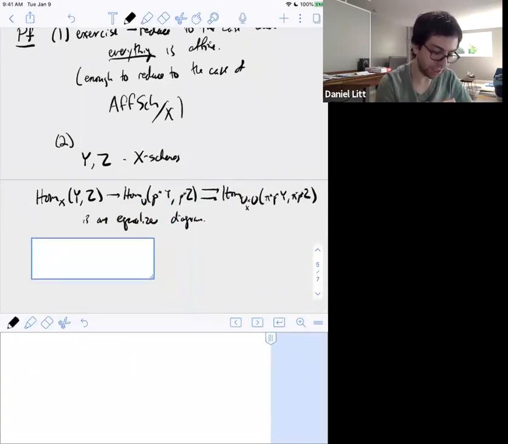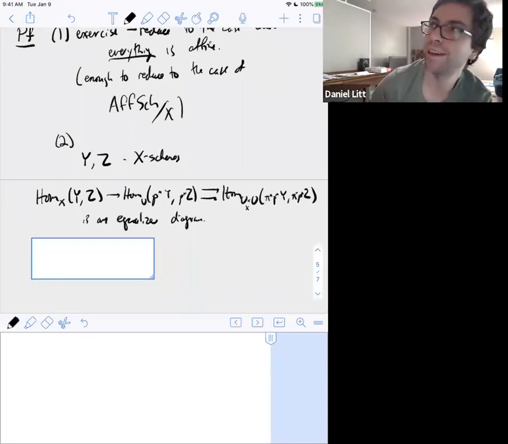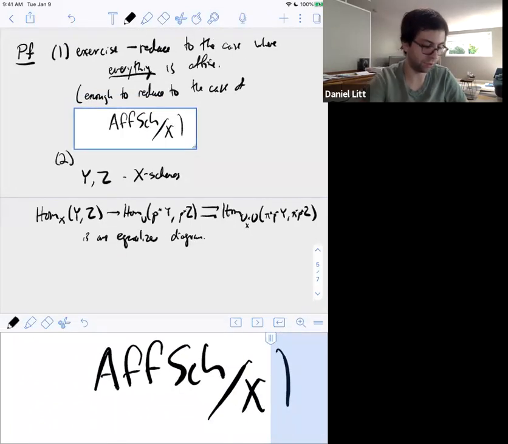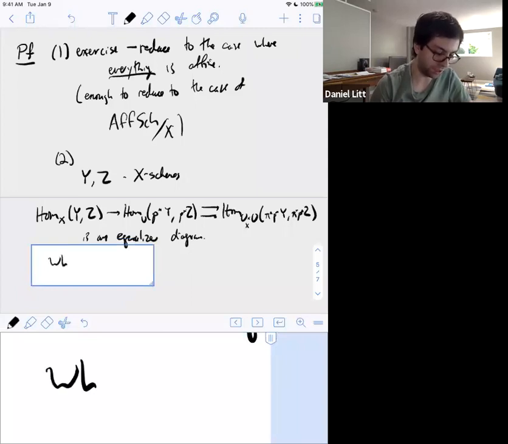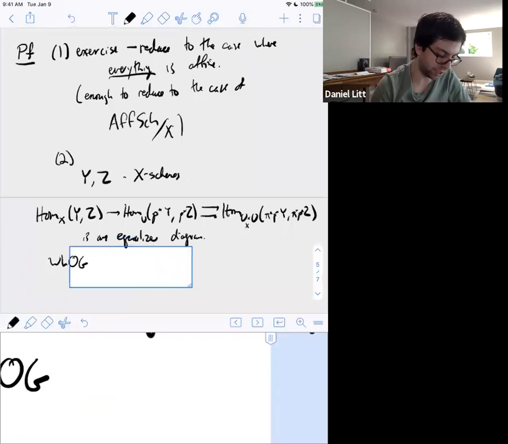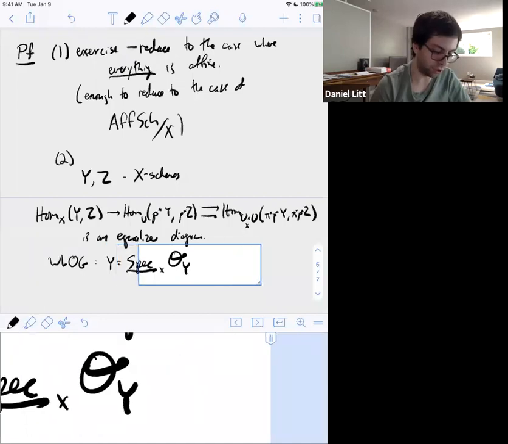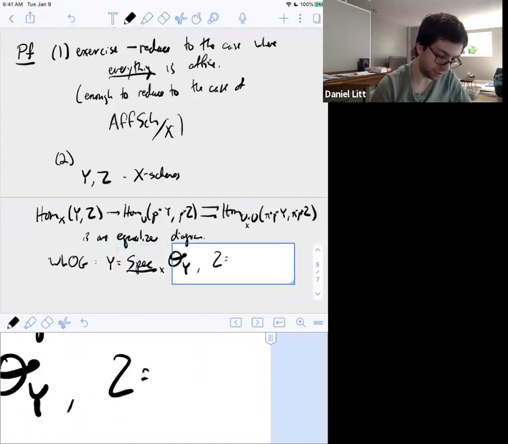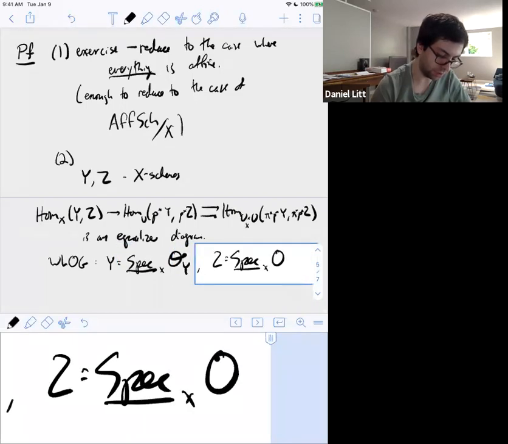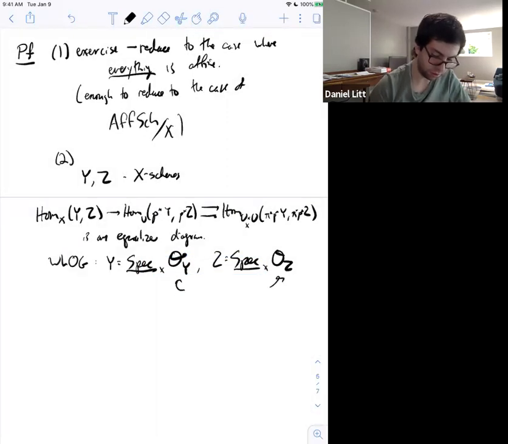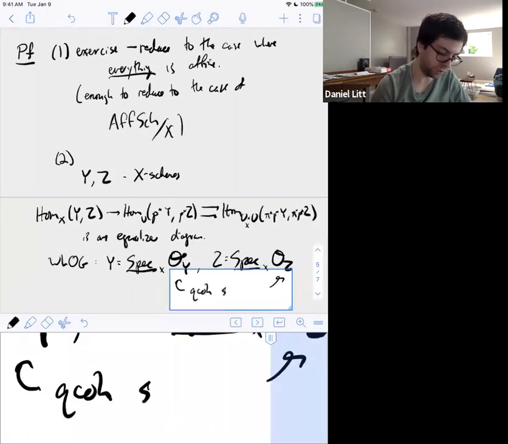All right. Does anyone have any ideas about how we might go about proving this? We're going to deduce it from what we've already proven about quasi-coherent sheaves. So let me remind you, as an exercise, I suggested reducing to the case where Y and Z are affine over X. So without loss of generality, we can assume Y is the relative Spec over X of some quasi-coherent sheaf of algebras, let's call it O_Y, and Z is the relative Spec over X of some O_Z. These are quasi-coherent sheaves of algebras.